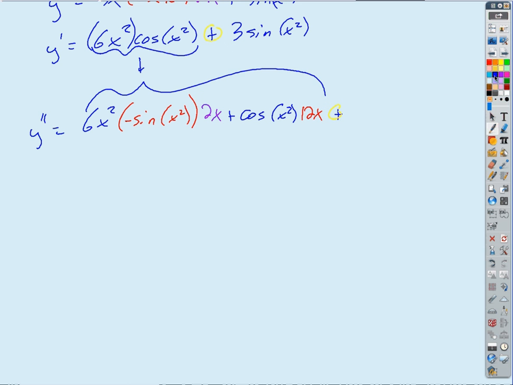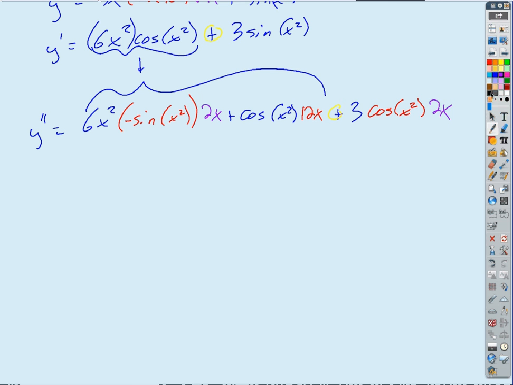Fortunately, this one's not so bad, right? This one's just a one-layer derivative. Well, actually, no, it's not. We have chain rule, but it's not a product rule, at least. So we get 3 times, what's the derivative of sine x squared? Just cosine x squared, times 2x. Okay, good. So now we're done. We just have to pull a bunch of stuff together, right? So what do we get?